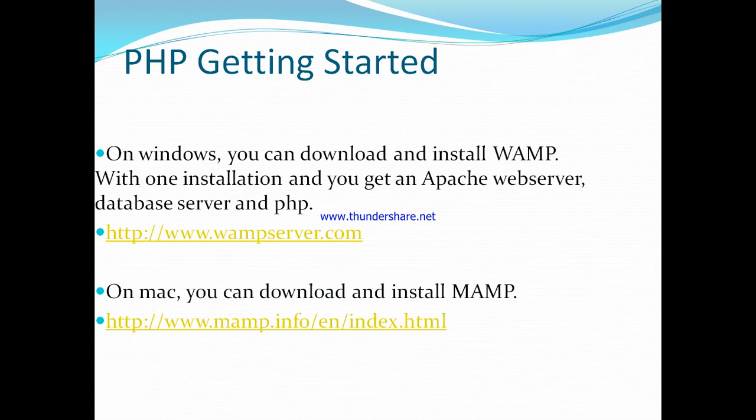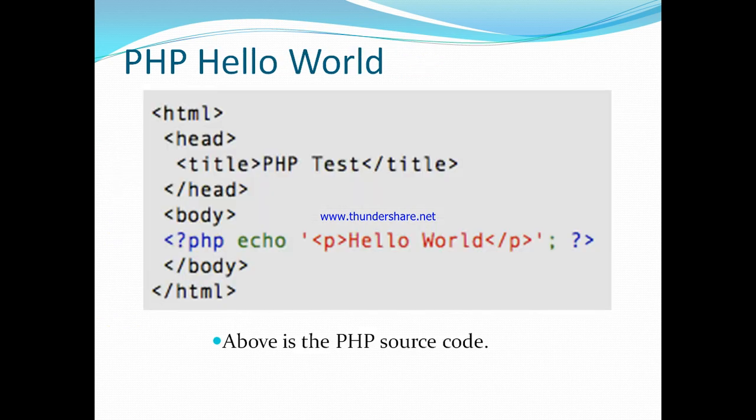So how do we get started with PHP? On Windows you can download and install the WAMP server by using the following link. Or if you have a Mac PC, then there is also one link to download the PHP server. So the above is the PHP source code.